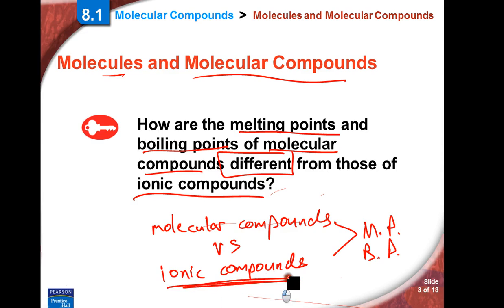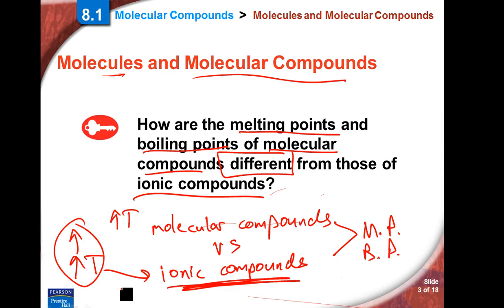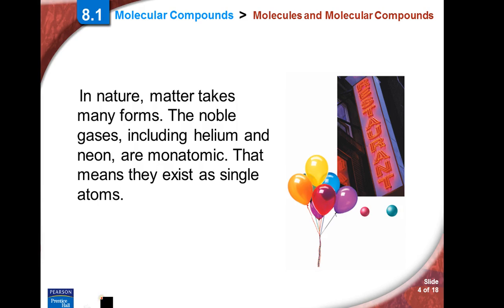So, ionic compounds have very high melting points, so very high temperatures. Molecular compounds have much lower temperatures, so let's just say one arrow here. So ionic compounds, it takes a lot of energy to melt them or boil them. Molecular compounds, it takes much less energy to melt them or boil them. And we'll explain why in a few moments.